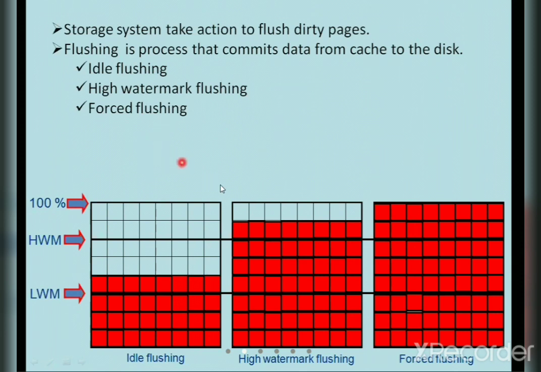Now you can see that in idle flushing we have the low watermark, where the system stops flushing the data to the disk. With high watermark flushing, it is going to flush the data. And in the forced one, the cache is already filled, 100%, and based on this the cache gives priority and then allocates the resources. So this is how they manage the resources.